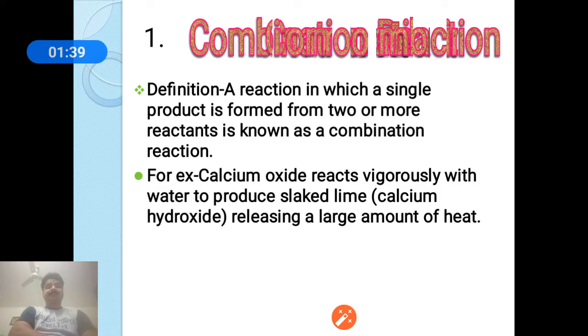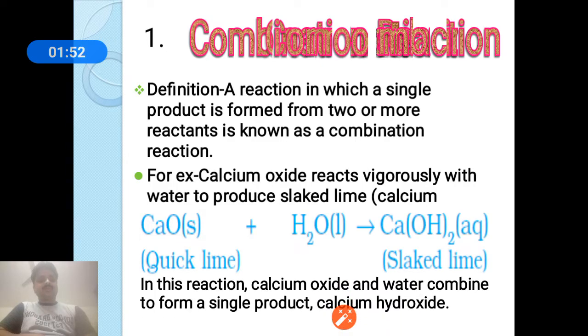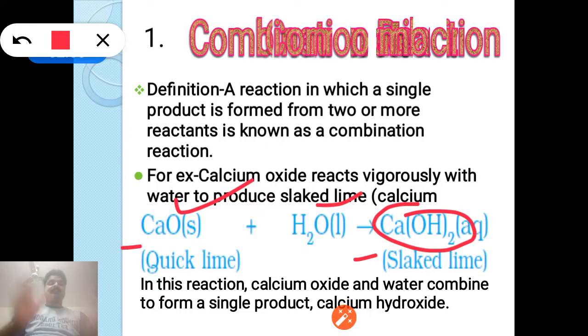That type of reaction is known as a combination reaction. For example, calcium oxide reacts vigorously with water to produce slaked lime. Calcium oxide is CaO. Calcium oxide reacts with water, H2O, to give calcium hydroxide, which is also known as slaked lime. Calcium oxide is known as quicklime. Got the difference? Calcium oxide is quicklime, and calcium hydroxide is slaked lime.